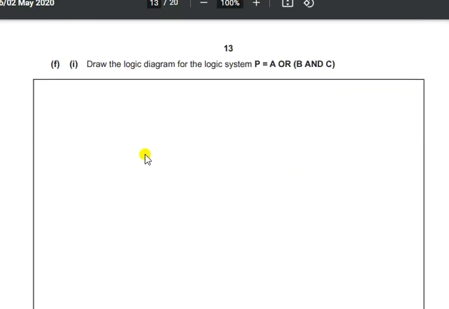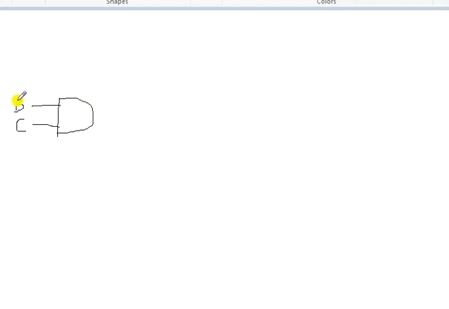In the last part, they have asked us to draw the logic diagram for P is equal to A or B and C. So how we are going to draw this? So let me just draw it. So we're going to AND the B and C. The question says A or, and in the bracket we have B and C. So what we will do is, first we will solve the bracket.